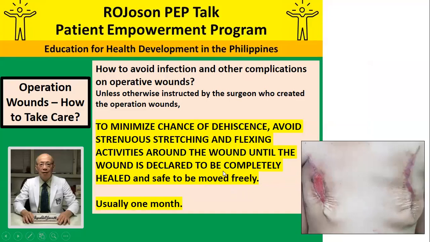So to minimize the chance of dehiscence, which is one of the complications of the operation wounds, we try to avoid strenuous stretching and flexing activities around the wound until the wound is declared to be completely healed and safe to be moved freely. Okay, so this is an example of a dehisced wound.